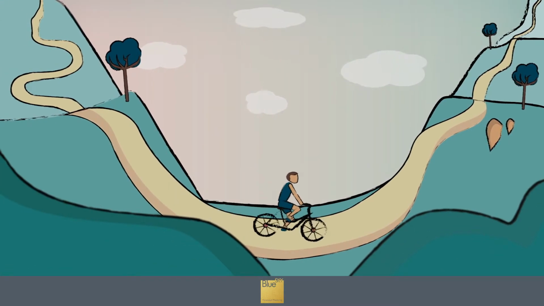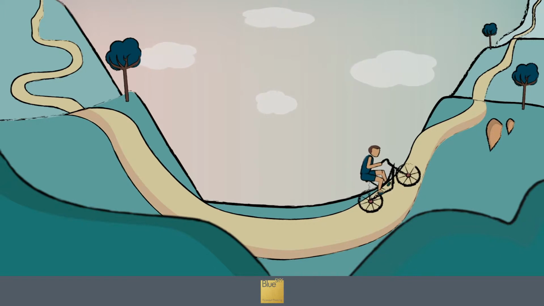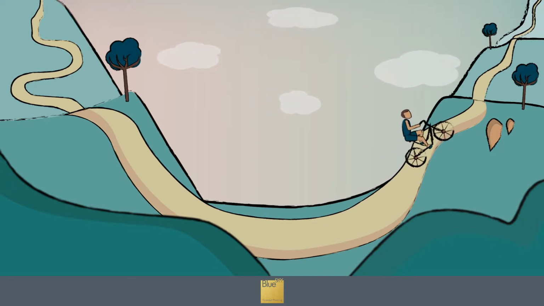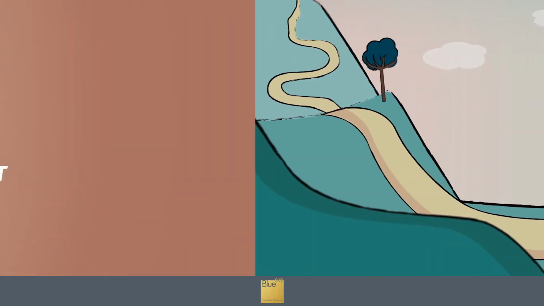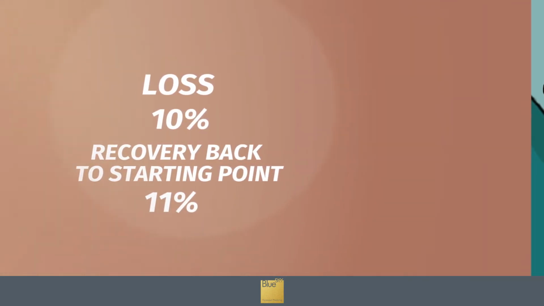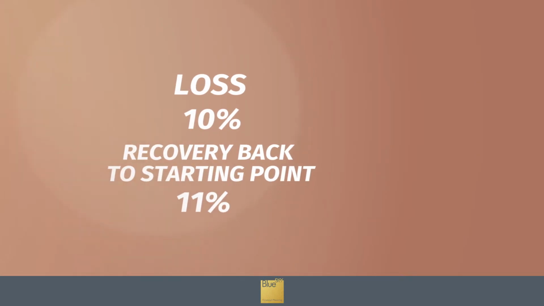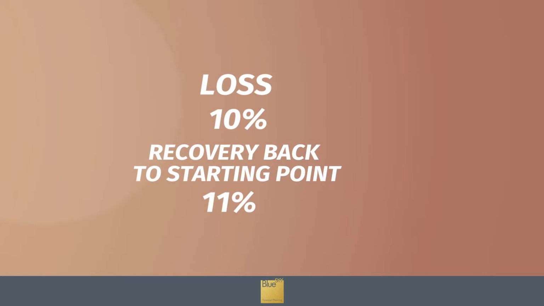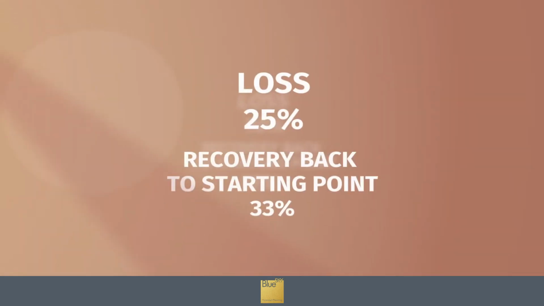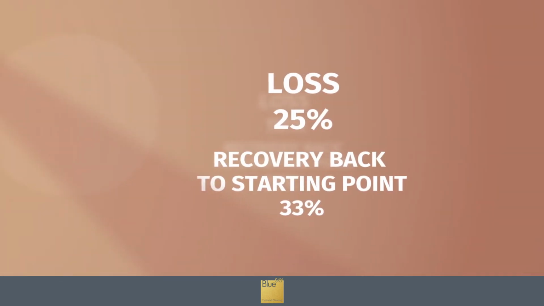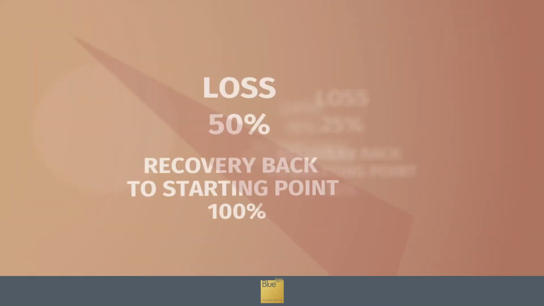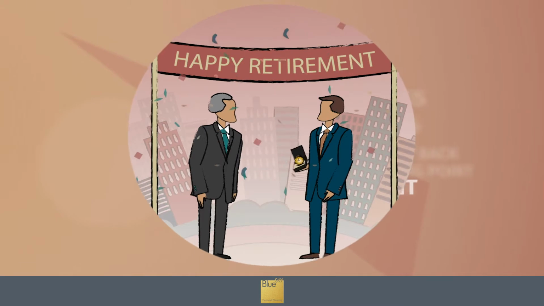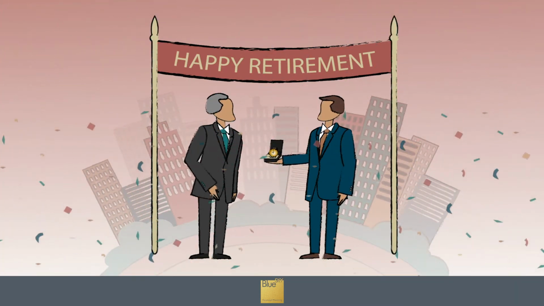It takes a lot more effort to cycle uphill than downhill. If you invest and lose money, the steeper the loss, the greater the recovery required, so it's harder to get back to the starting point. For example, if you lose 10% of your investment value, you need 11% return to get back to the starting point. If you lose 25% of your investment value, you need 33% to get back to the start, and 50% requires 100% future return. The steeper the loss, the higher the recovery required.